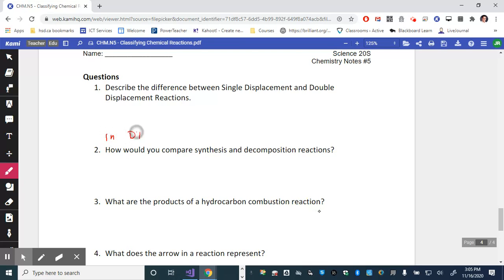In double displacement reactions, both reactants are compounds. Okay? And compounds means that there's more than one atom. Okay? More than one element in the compound.